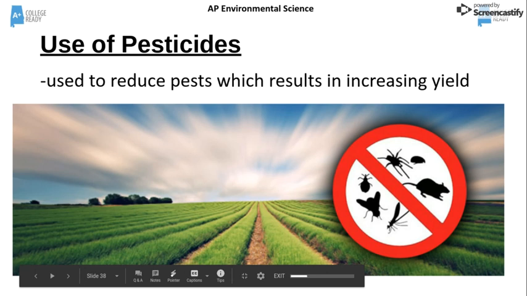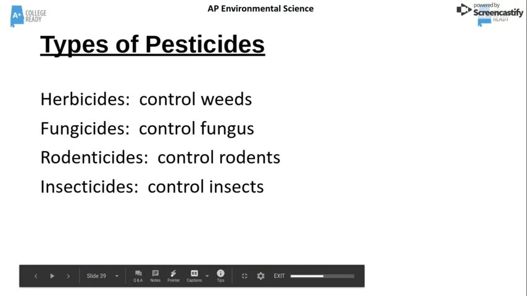Pesticides are used to reduce pests which result in increased crop yields. Types of pesticides include herbicides which control weeds, fungicides which control fungus, rodenticides which control rodents, and insecticides which control insects.